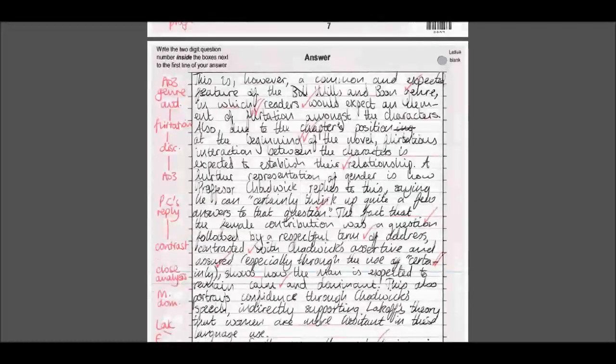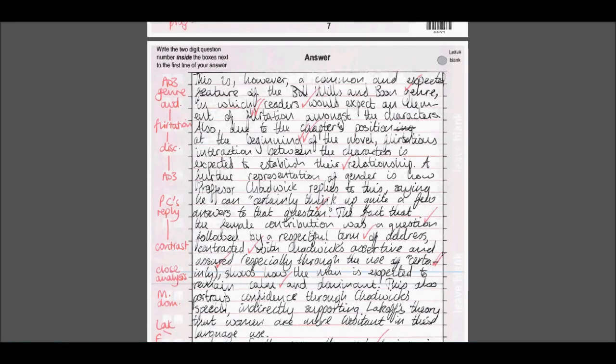This is, however, a common and expected feature of the Mills and Boon genre, in which readers would expect an element of flirtation amongst the characters. Also, due to the chapter's position at the beginning of the novel, flirtatious interaction between the characters is expected to establish their relationship. A further representation of gender is how Professor Chadwick replies to this, saying he can certainly think up quite a few answers to that question.